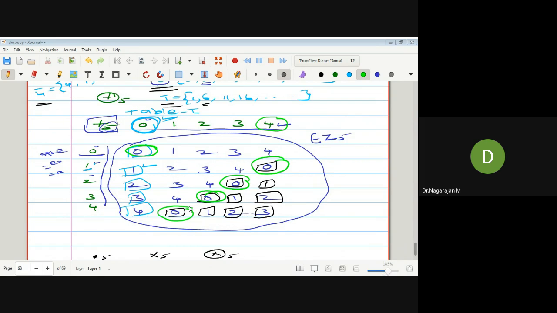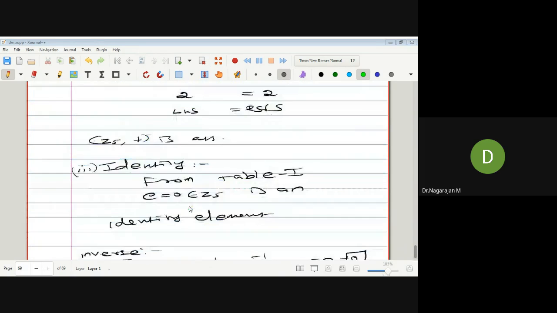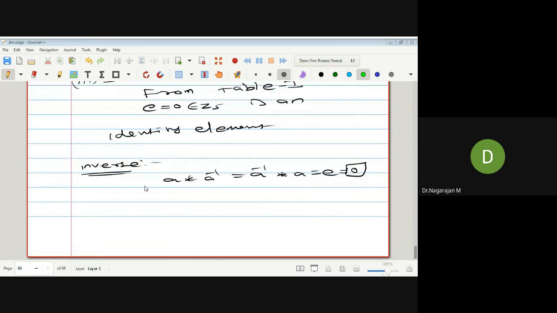Now you can write from the above table 1. Inverse of 0 is 0. Inverse of 1 is, what is the inverse of 1?